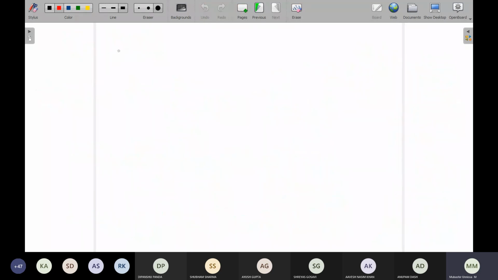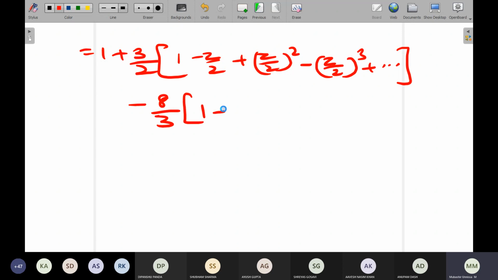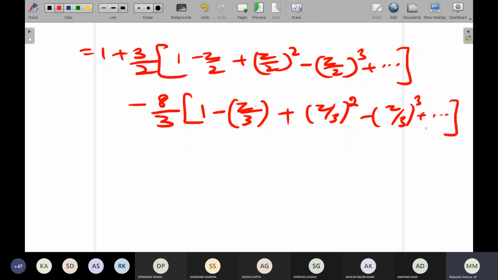So using that, you can write this as 1 plus 3 by 2 into, when you expand this, alternate plus and minus sign, right? So 1 minus z by 2 plus z by 2 the whole square minus z by 2 the whole cube plus so on. The other term will be minus 8 by 3 into 1 minus z by 3 plus z by 3 the whole square minus z by 3 the whole cube plus so on. You can just leave it like this, or if you want, you can write it in terms of series also.